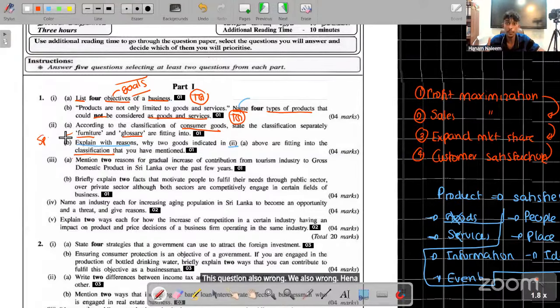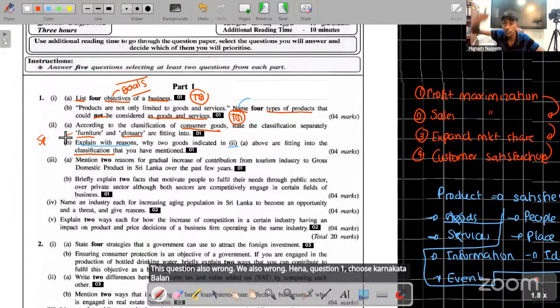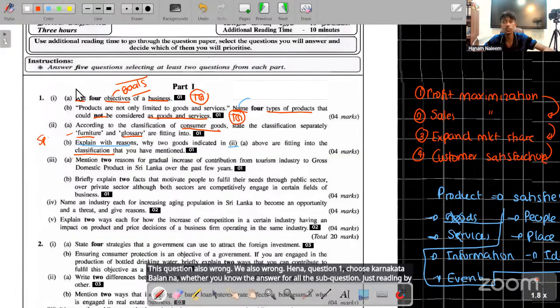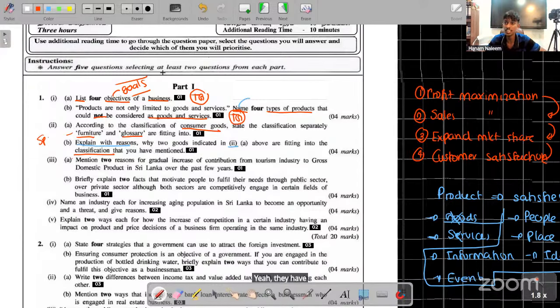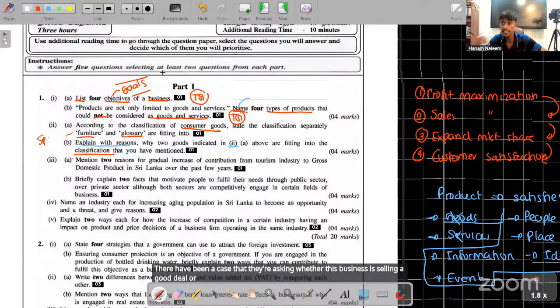So when choosing question 1, check whether you know the answers for all the sub questions. Just reading the first two questions, you can't choose that question. You have to go through all and remember whether you know the answers perfectly. Suppose they have given a case asking whether this business is selling a good or a service. They're selling a service, you are writing good. The next question is what? Write the 4 characteristics of the product you mentioned.